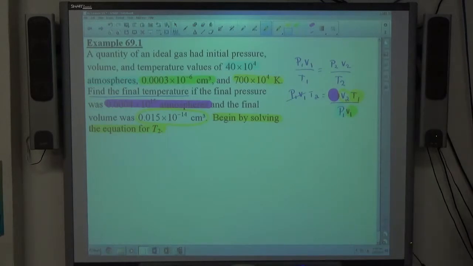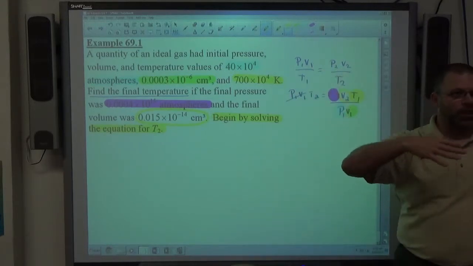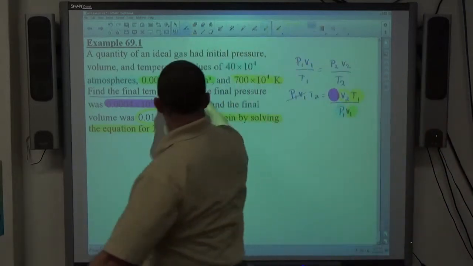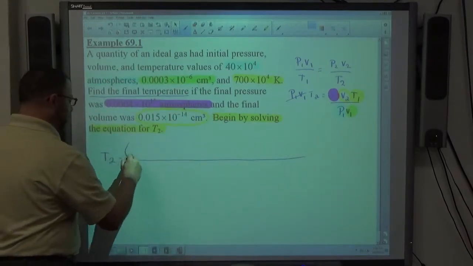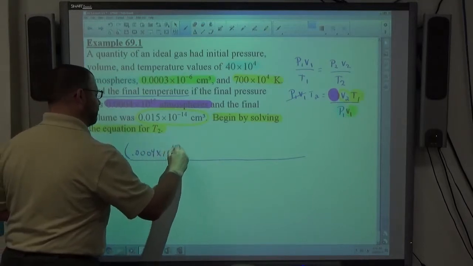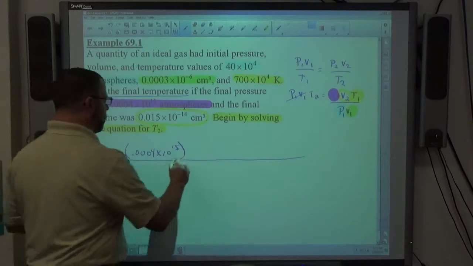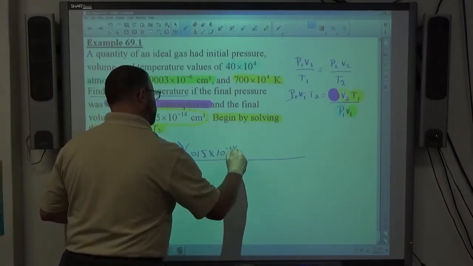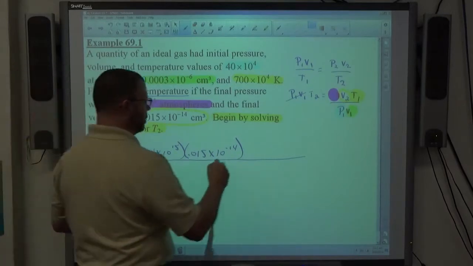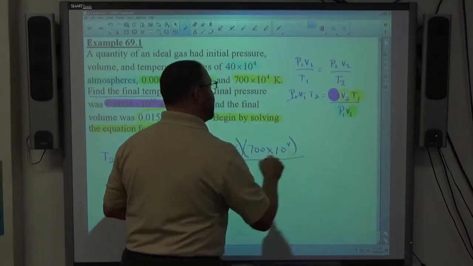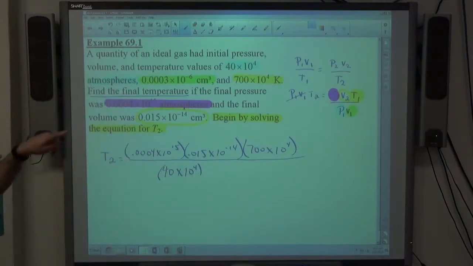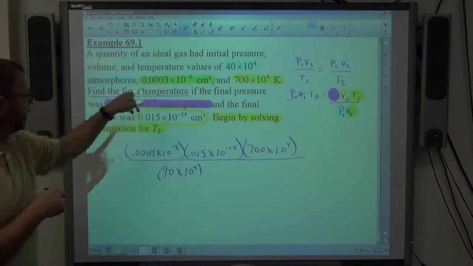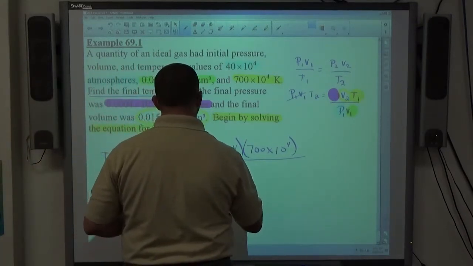All right. So all the information we need is right there in our sheet. But again, instead of putting it all in and cross multiplying with all those scientific notation numbers, if I get that expression, I'm ready to go. So T sub 2 is equal to, big fraction bar, P sub 2 is 0.0004 times 10 to the 15th, and V sub 2 is 0.015 times 10 to the negative 14th, and T sub 1 is 700 times 10 to the 4th, over P sub 1, which is 40 times 10 to the 4th, and V sub 1, which is 0.0003 times 10 to the negative 6th.